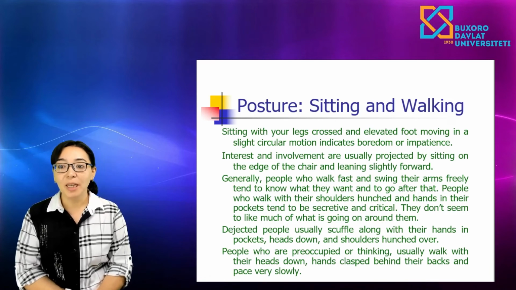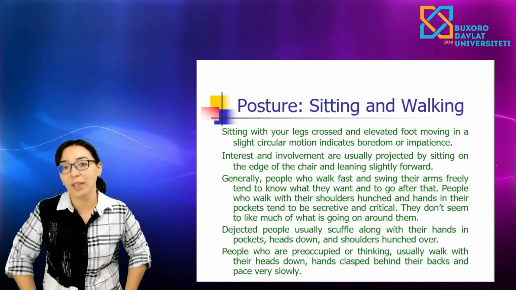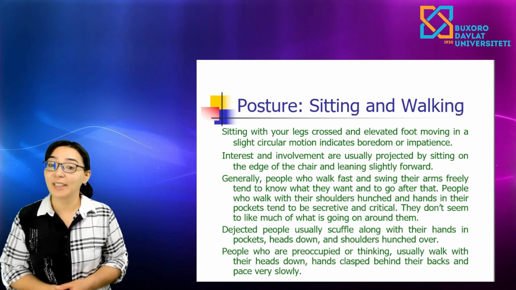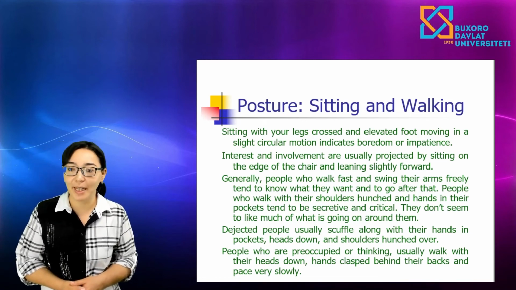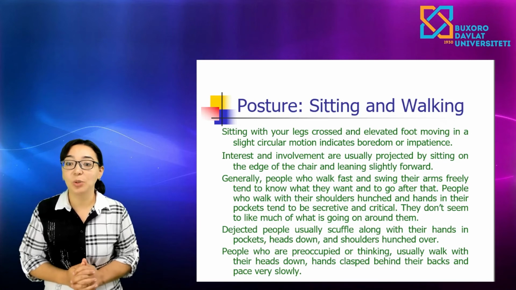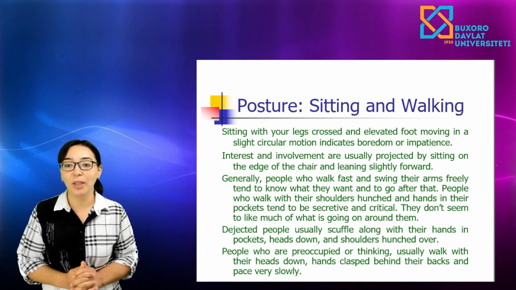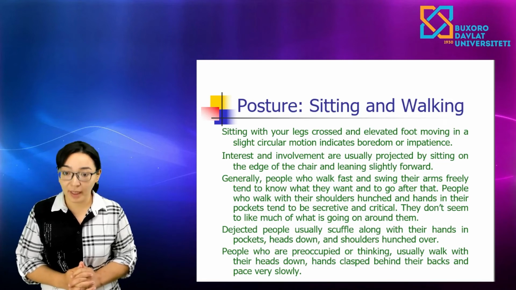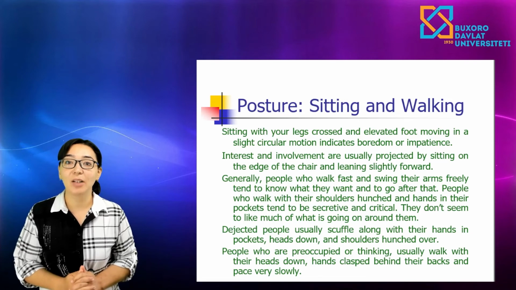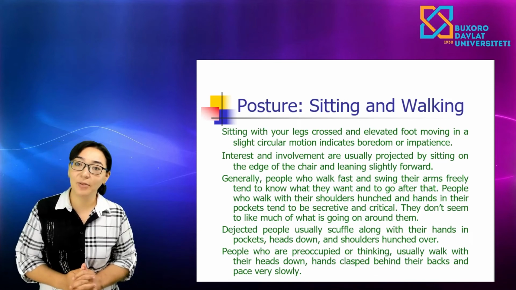People who walk with their shoulders hunched and hands in their pockets tend to be secretive and critical. They don't seem to like much of what's going on around them. Dejected people usually shuffle along with their hands in pockets and shoulders hunched over. People who are preoccupied or thinking usually walk with their heads down, hands clasped behind their backs, and pace very slowly.